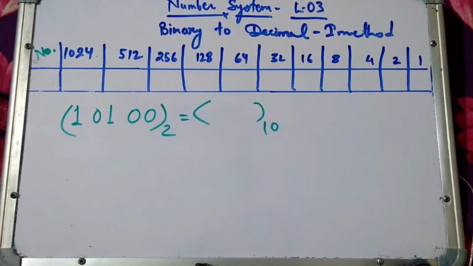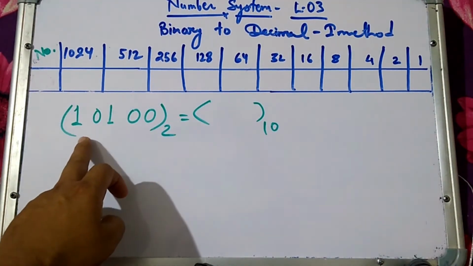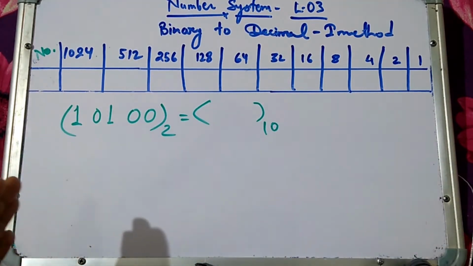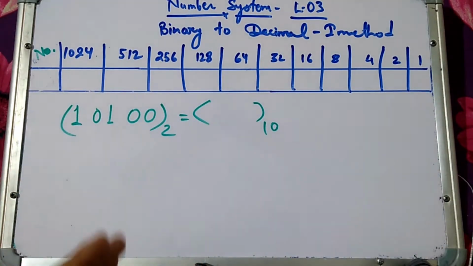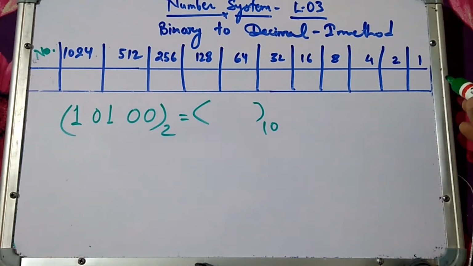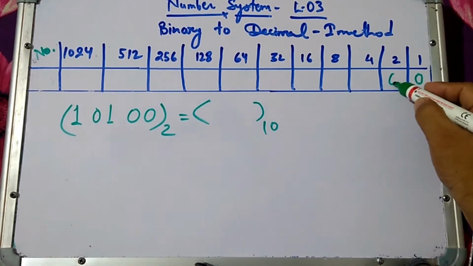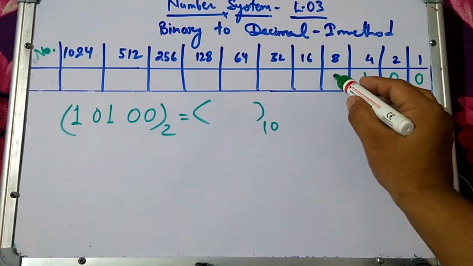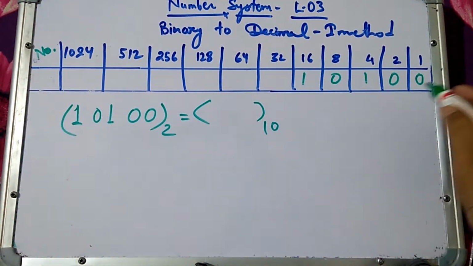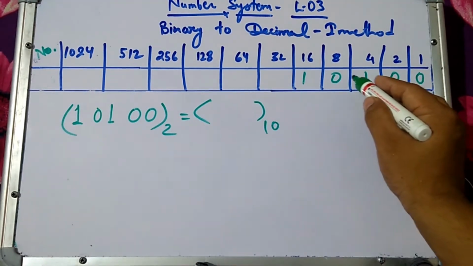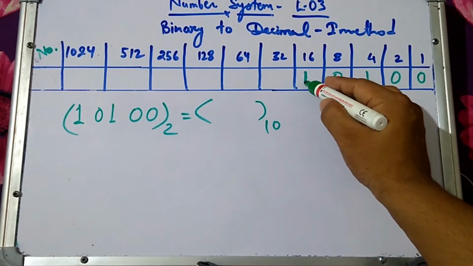To understand this, we have to write down the binary from right side to left side. I'm going to write this from right side to left side in the table. So here you can see 0 0 1 0 1. What I did is I wrote these numbers in the table.